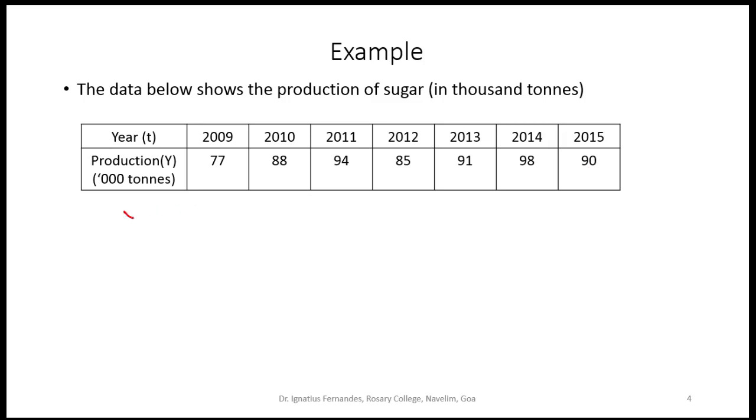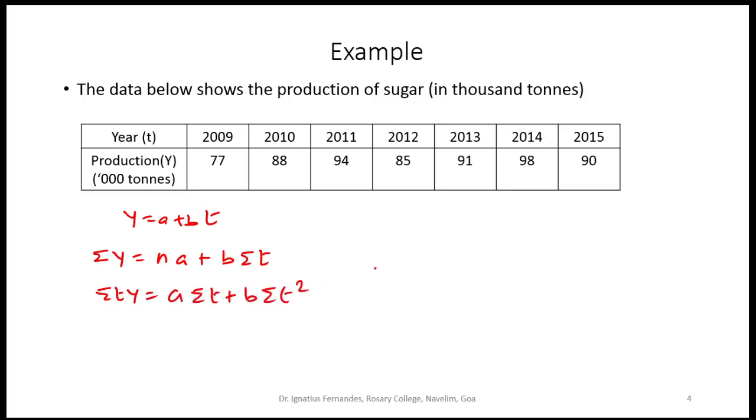So the equation that we are looking at is a plus bt, and to find this a and b, we use the normal equations. Summation y equals n times a plus b summation t. Summation ty equals a summation t plus b summation t square. To find a and b, what we need is summation y. n is the number of data points, that is 1, 2, 3, 4, 5, 6, 7 here.